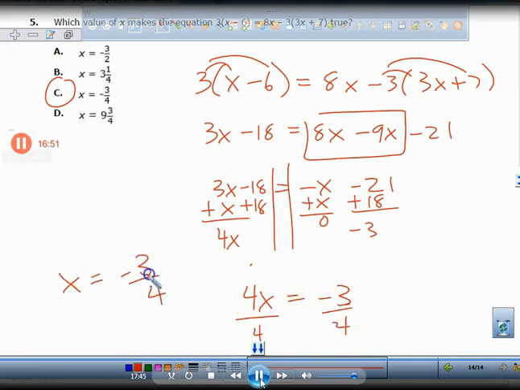That problem was done a little too fast, but those are all the steps to solving problem number 5.